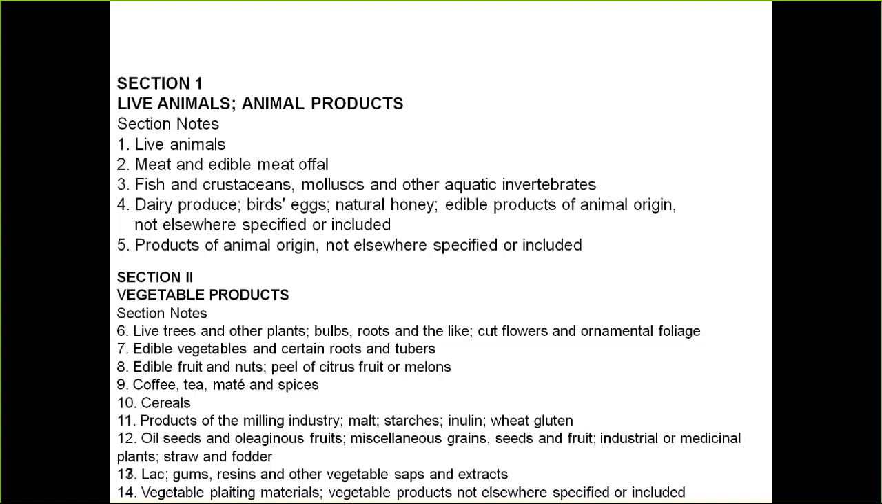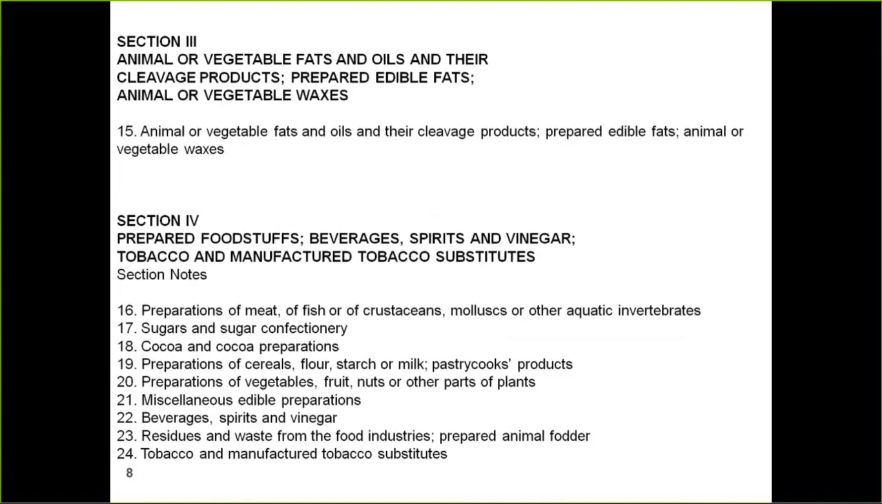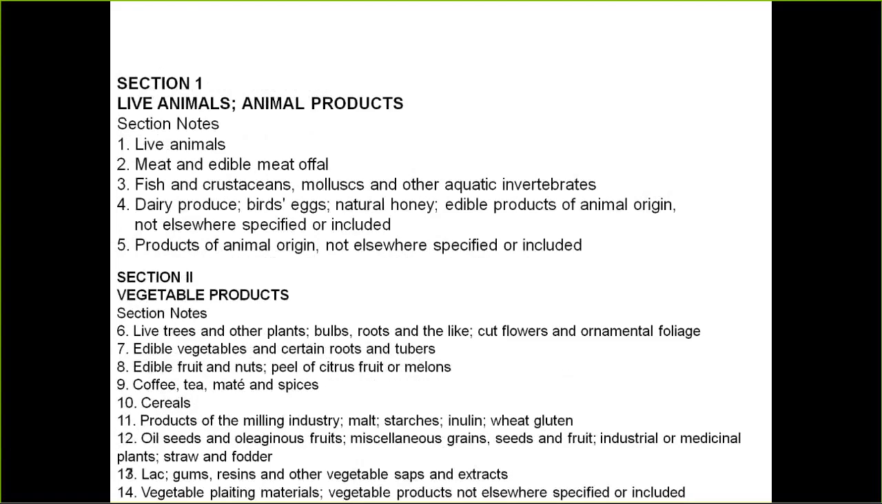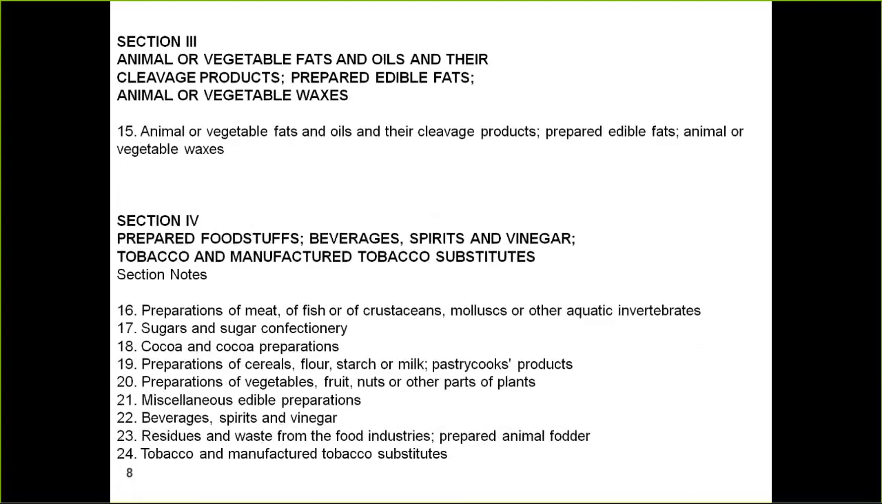Then we move on to section 2, vegetable products. So section 1 would be live animals and animal products. Section 2 would be vegetable products, and we start off with live trees in chapter 6. Edible vegetables in chapter 7, edible fruits and nuts in chapter 8, coffee, tea, maté and spices have a special chapter of their own in chapter 9, cereals in 10, and you can see the structure so that we have each chapter falling within the section dealing with a particular product or group of products. If we move on to section 3, we have animal or vegetable fats and oils.